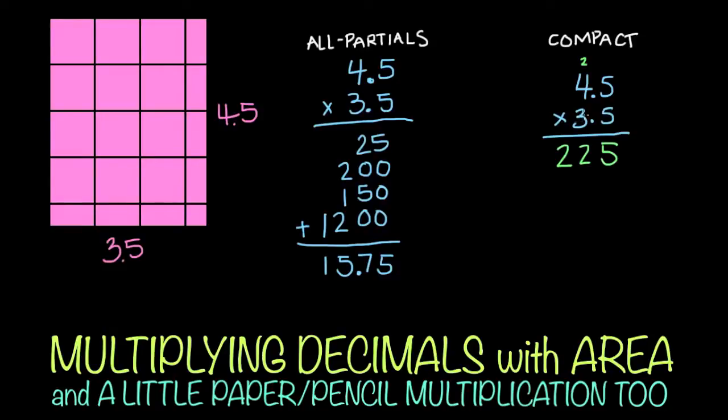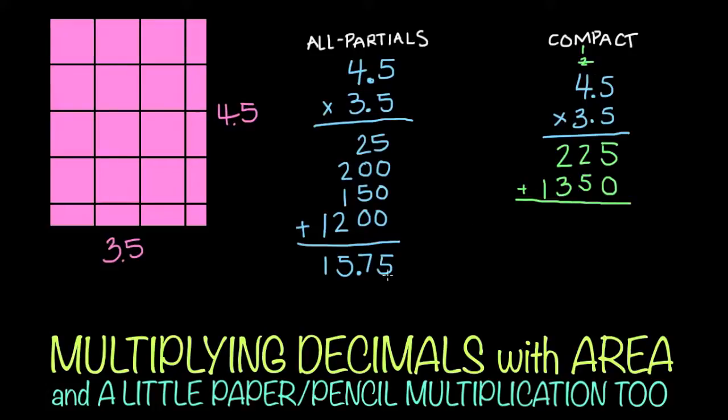Then down here I'm going to start multiplying by this 3, but since it's 30 I put a 0 placeholder. 3 times 5 is 15. I put down the 5, carry the 1. Kind of done with this 2 now. 3 times 4 is 12, plus 1 is 13. This is the algorithm for the compact method. Now I just add up these 2 numbers.